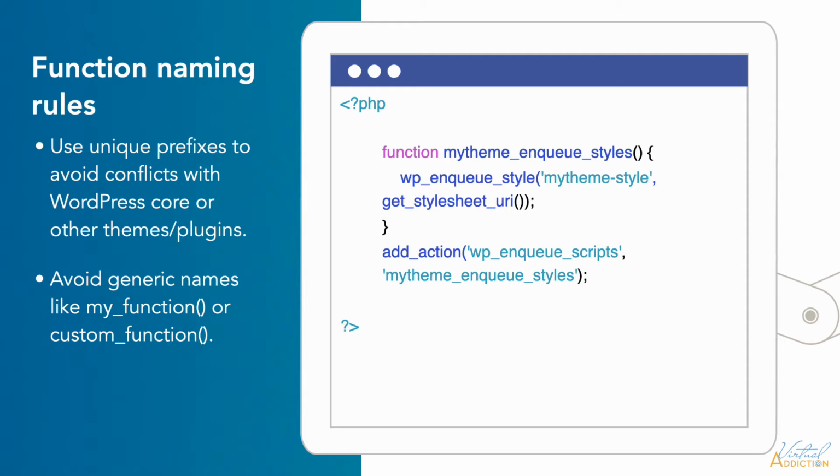Use unique prefixes to avoid conflicts with WordPress core or theme plugins. You should also avoid generic names like my_function or custom_function. Here's an example of a properly prefixed function. As you can see, the function name is my_theme_enqueue_styles. In this example, my_theme acts as a prefix to prevent function conflicts.